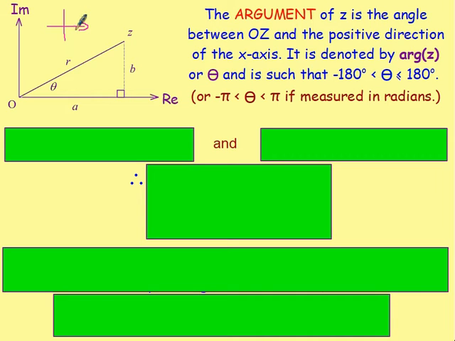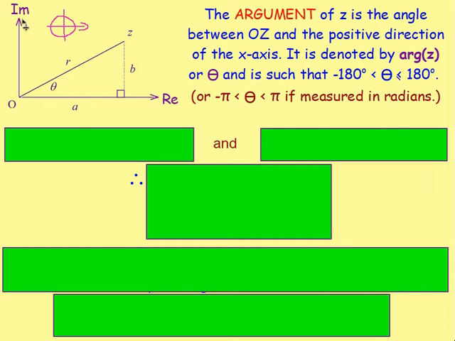So the size of the angle theta will go up here to 90 and then down to 180. But coming back the other way, you would have negative angles, so negative 1 degree, 2 degrees and so on, to negative 90 and then negative 180. So it goes between 180 and negative 180 degrees.